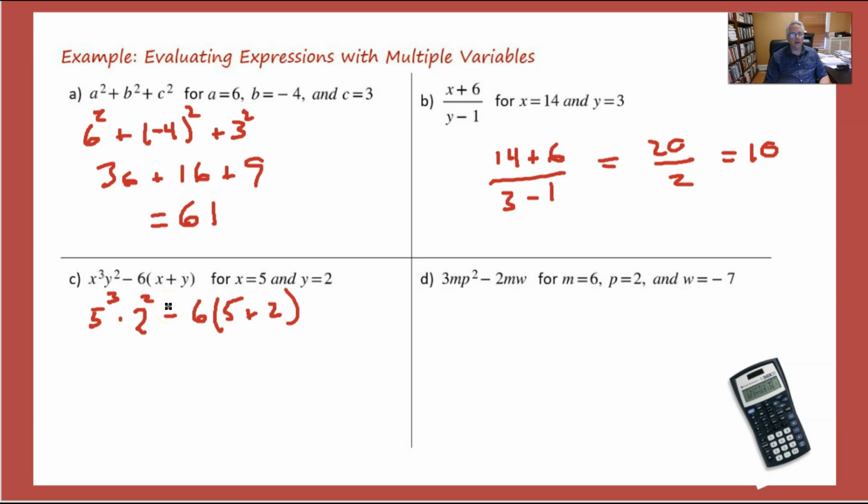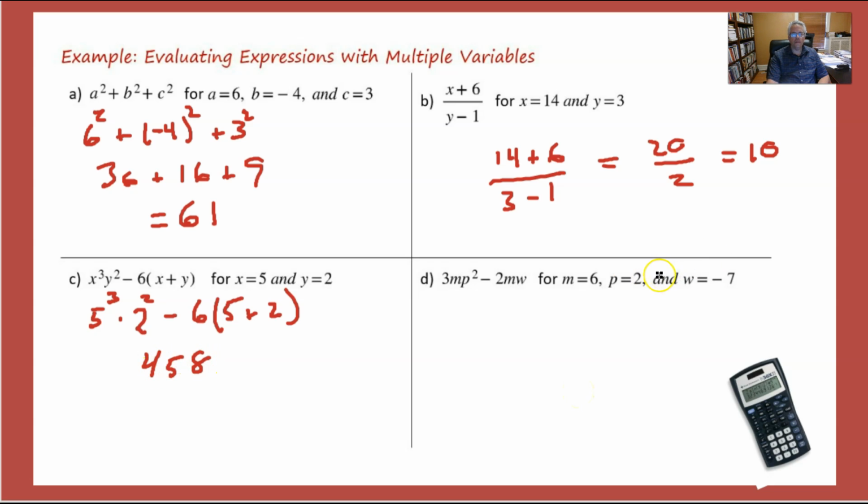All right, so now we just grab a calculator. We can do this. We have 5 raised to the third power times 2 raised to the second power minus 6 times parentheses 5 plus 2. And I get 458.